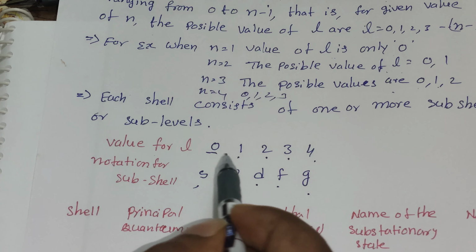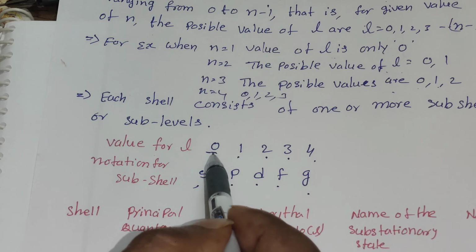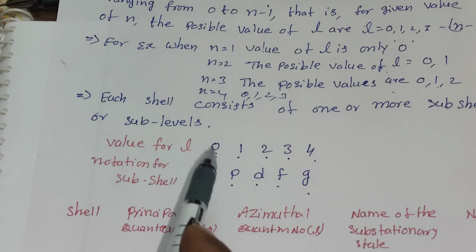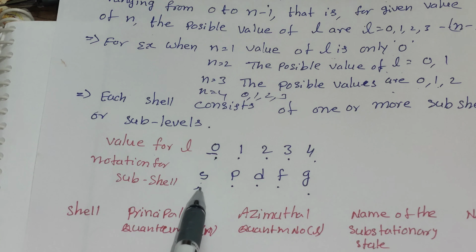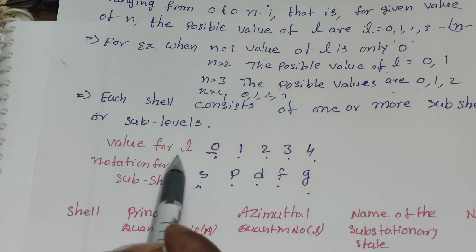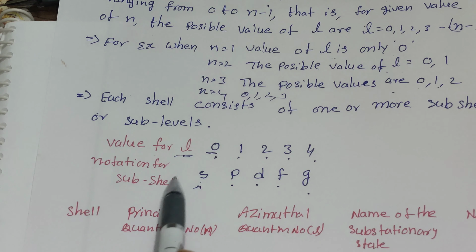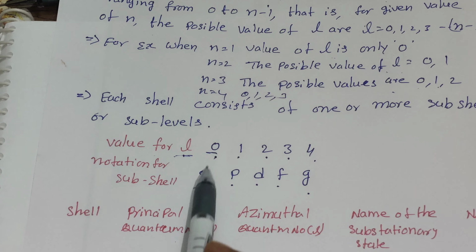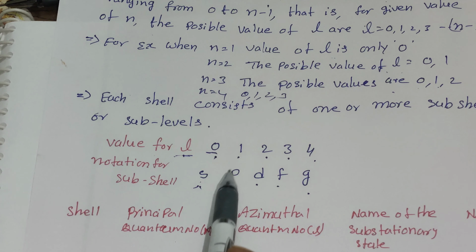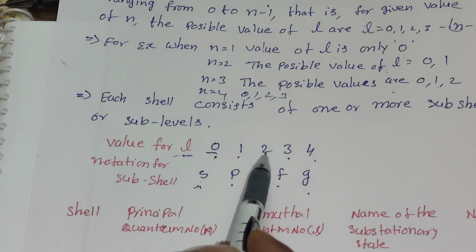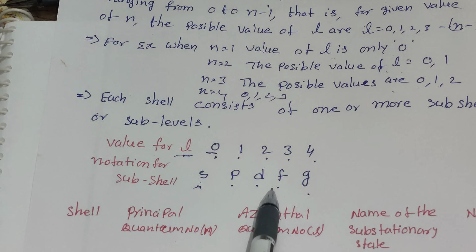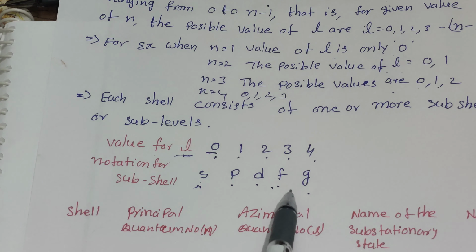Once again, the l value depends upon the n value. The l value equal to 0 is the s subshell, l value equal to 1 is the p subshell, l value equal to 2 is the d subshell, l value equal to 3 is the f subshell, and l value equal to 4 is the g subshell.